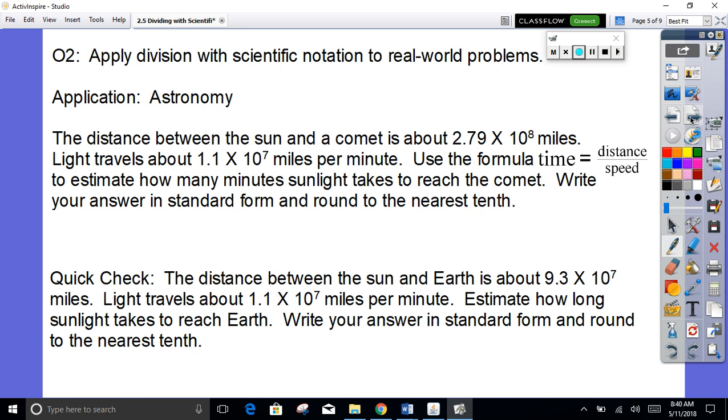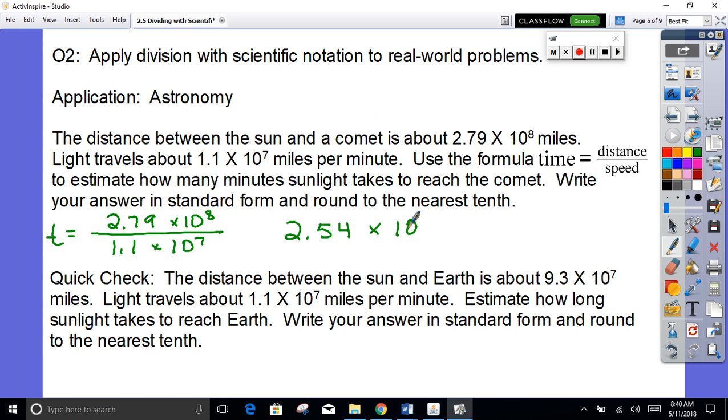If the formula is distance divided by speed, we know the distance is 2.79 times 10 to the 8th miles. Let's use t for time. So t equals the distance divided by the speed, which is 1.1 times 10 to the 7th miles per minute. So we're going to do 2.79 divided by 1.1. I'm just going to tell you what it is, I'm not going to do all the long division up here. You get 2.536, which I'm going to round to 2.54, times 10 to what power?